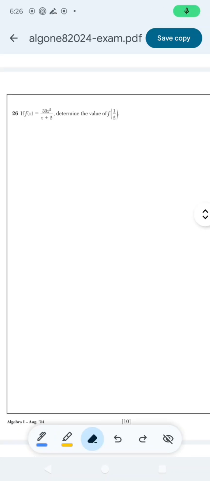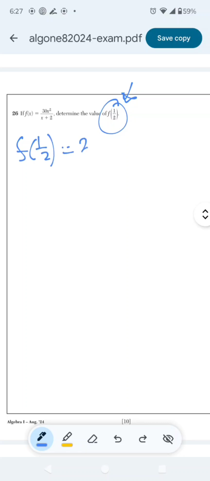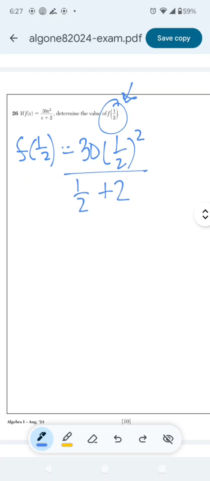All right, number 26. It says f of x is equal to 30x squared divided by x plus 2. Determine the value of f of 1/2. My function says this is my input, what is my output, essentially. So everywhere I see an x is going to be replaced by 1/2. So this will be 30 times 1/2 squared divided by 1/2 plus 2. How does my function operate when x is equal to 1/2?